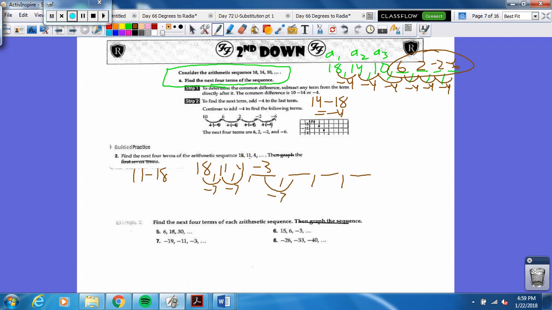Minus 7 again, which gives negative 10. Minus 7 again, negative 17. Minus 7 again, we have negative 24. So the next 4 terms, we got it.